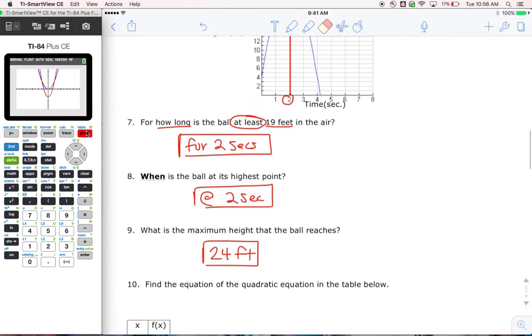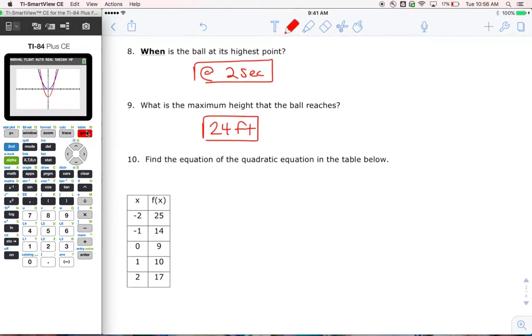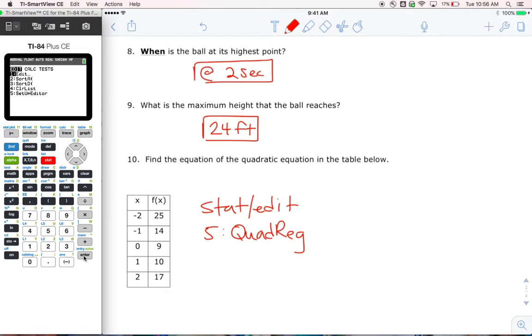Last but not least, we got a table. What do we do? Pretty much all the time. Hopefully you know. We're doing stat edit, y'all. This test is on quadratic, so please make sure that you choose option 5, because if you choose any other option, you will be wrong. So I have already put these into my stat edit to save a little bit of time. I have my x's in L1, my y's in L2. Just the same thing from your paper, right?